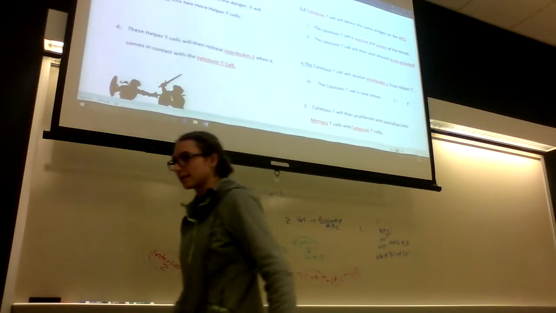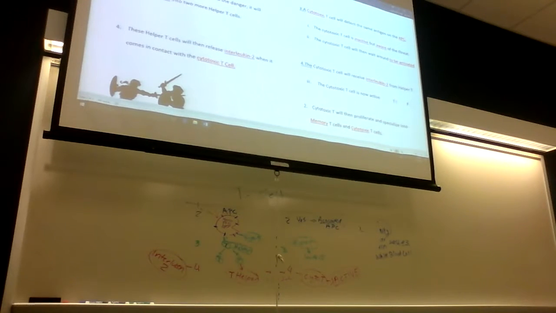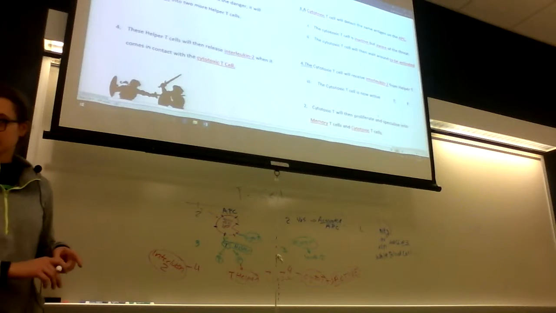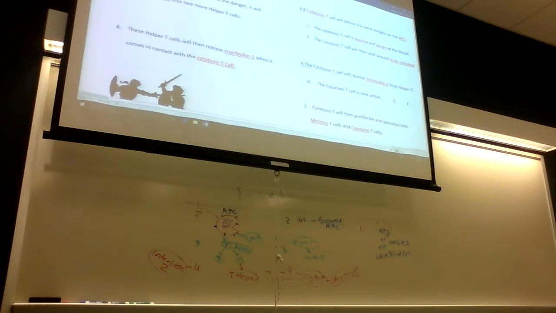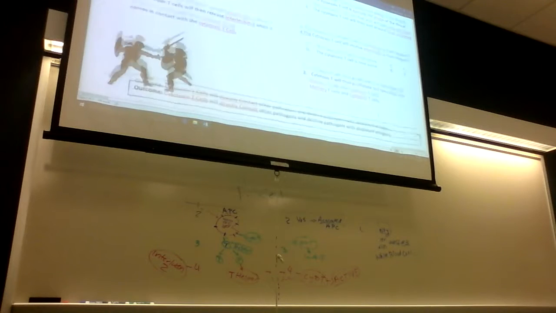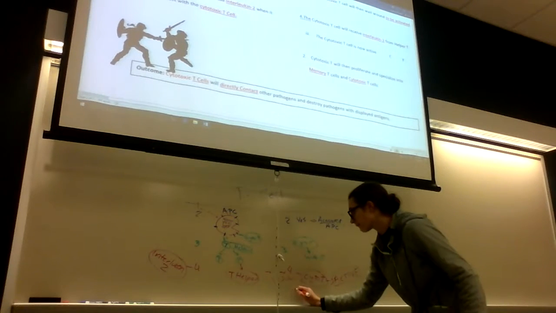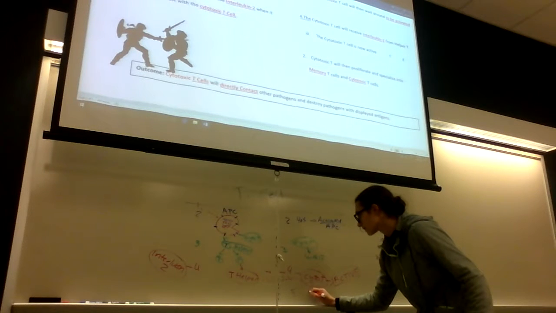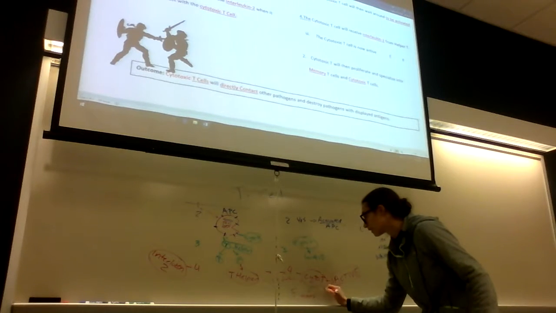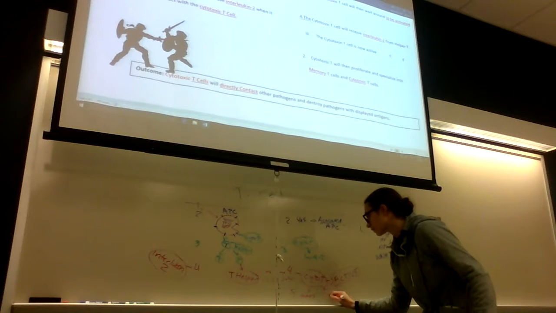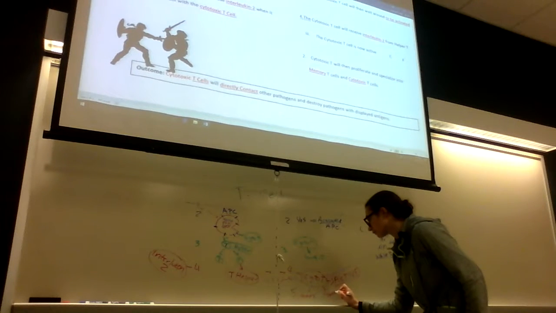And then step 5, the cytotoxic T cell will then proliferate and specialize into memory T and cytotoxic T. So cytotoxic T cell in step 5 will then split into memory and another cytotoxic. So it'll increase recruits.